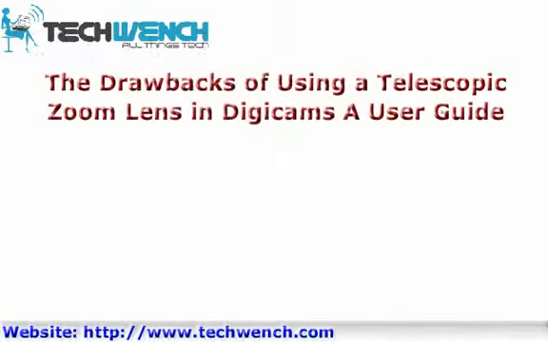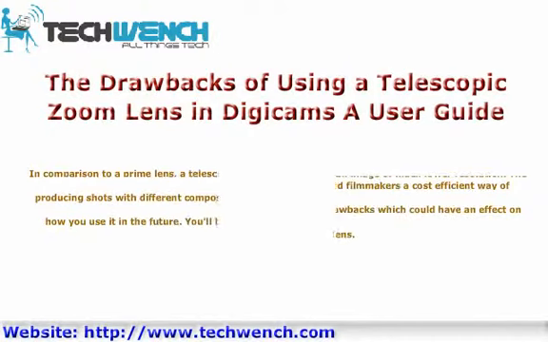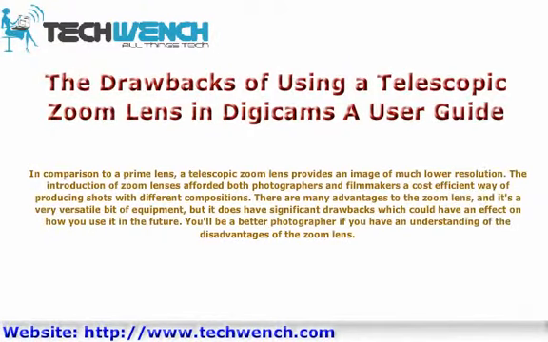The drawbacks of using a telescopic zoom lens in Digicams. A user guide. In comparison to a prime lens, a telescopic zoom lens provides an image of much lower resolution. The introduction of zoom lenses afforded both photographers and filmmakers a cost-efficient way of producing shots with different compositions.